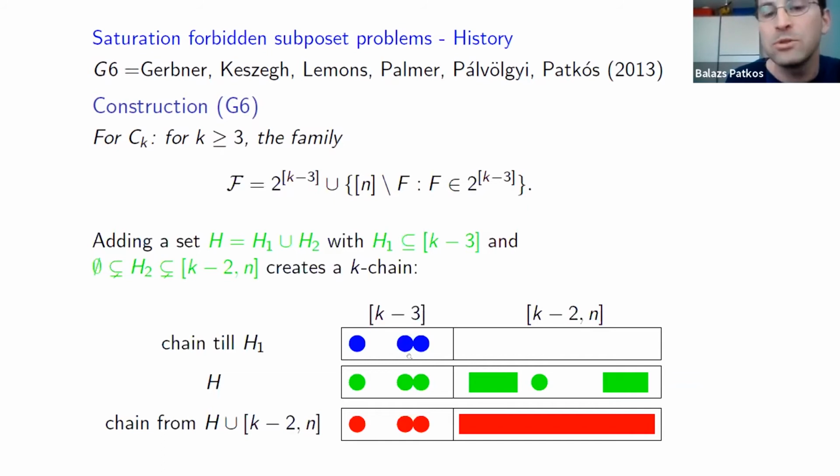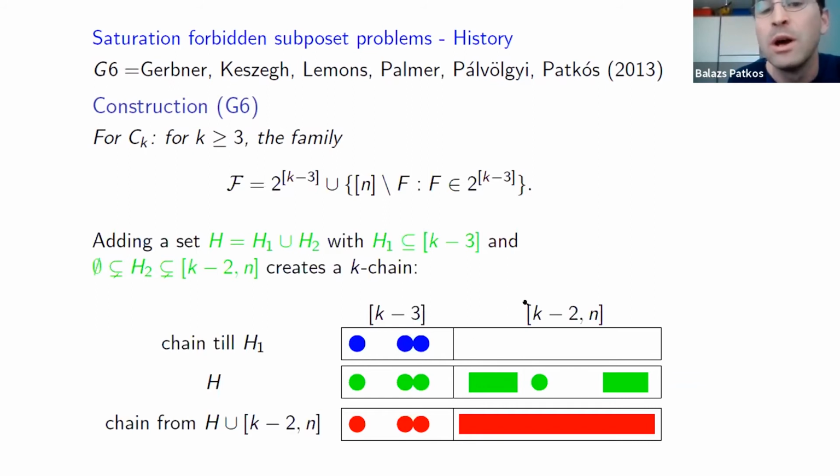So then what we can do is, look at the first part, take a maximal chain from the empty set until here, add our new set, add everything here, and finish our chain, and then we will have a chain of length k. So it is indeed a saturating family for a chain of length k. So we obtained this, which is nice: for chains, we can do it with a bounded number of sets, independently of how large the underlying set is.